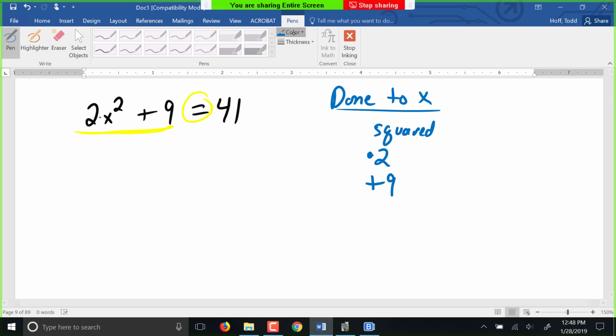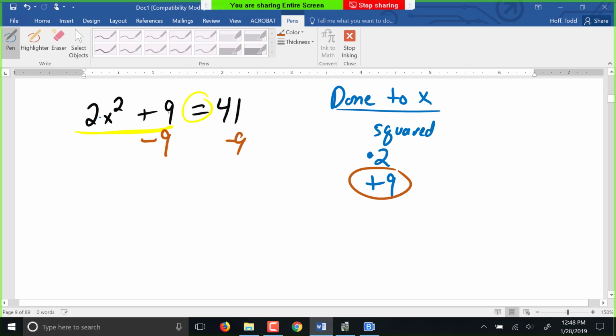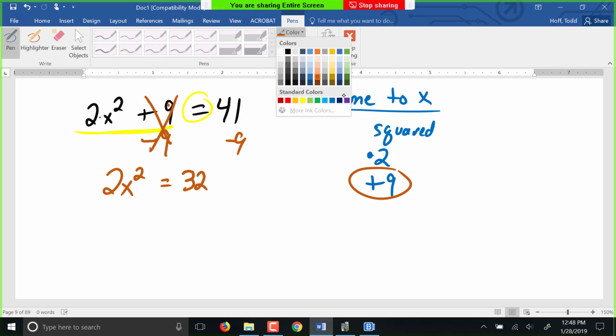So we're going to take it apart. What's the first piece we take off? Add 9. We do that by subtracting 9. Again, we do it from both sides. That's just removing the piece here on the left. We got 2x squared. 41 minus 9? 32. What's the next piece we remove?